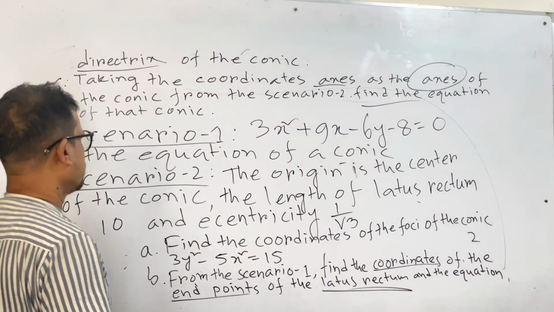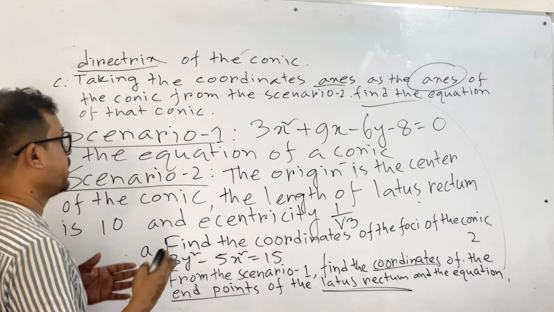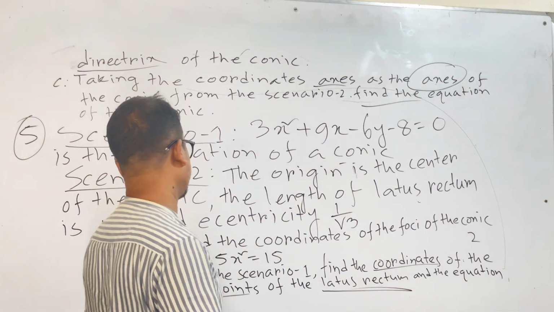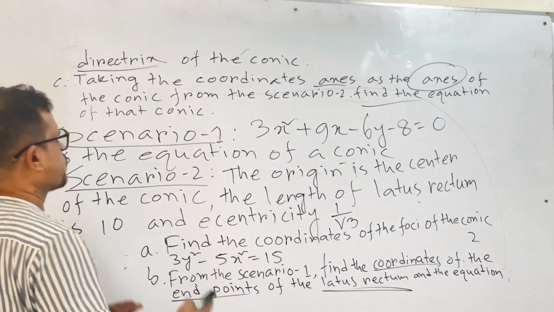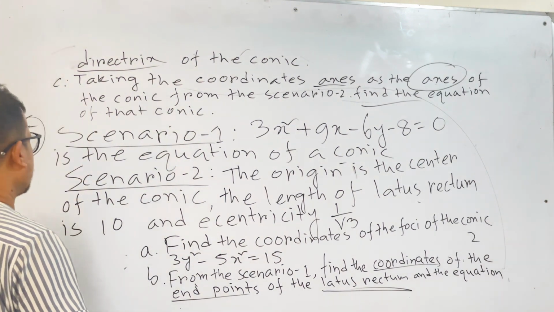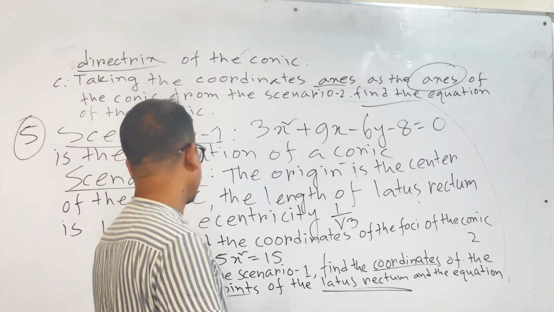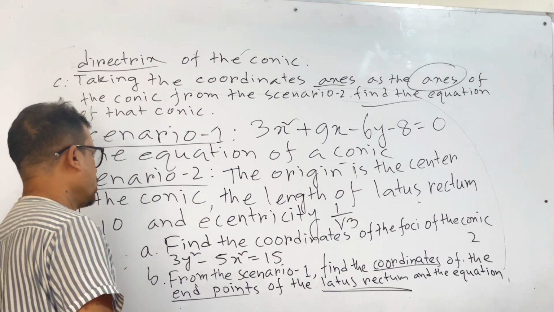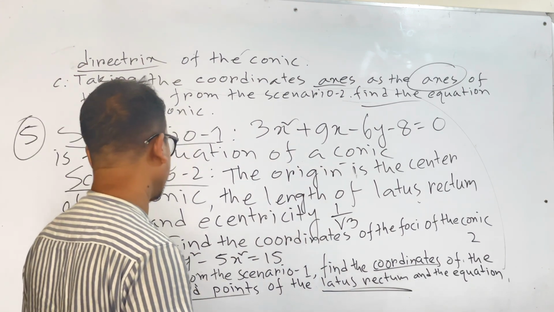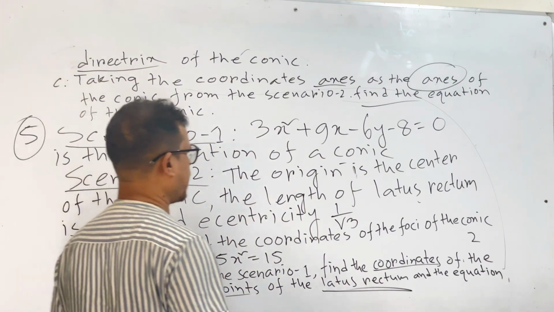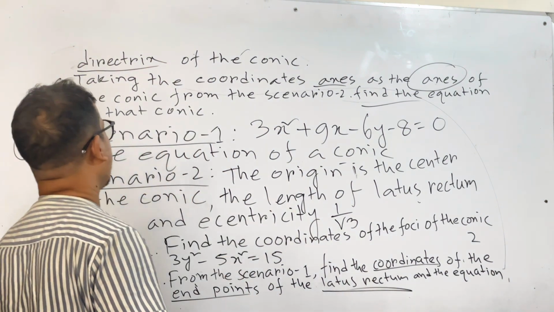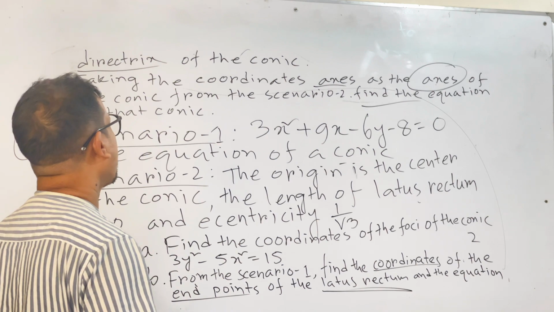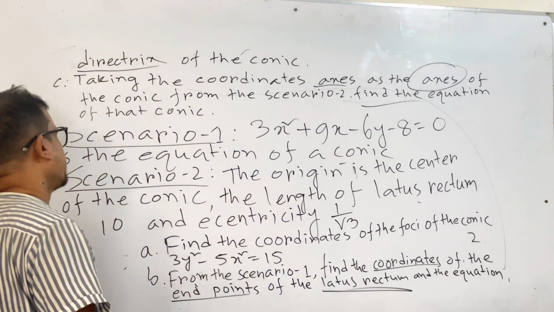From scenario 2, find the equation of that conic. What is scenario 2? The origin is the center of the conic. Length of the latus rectangle is 10 and eccentricity 1 over root 3. And scenario 1, 3x squared plus 9x minus 6y minus 8 equal to 0 is the equation of a conic. Find the coordinates of the foci of the conic 3y squared minus 5x squared equal to 50. From scenario 1, find the coordinates of the endpoints of the latus rectangle and the equation of the directrix of the conic. Taking the coordinate axes as the axes of the conic, from scenario 2, find the equation of that conic.